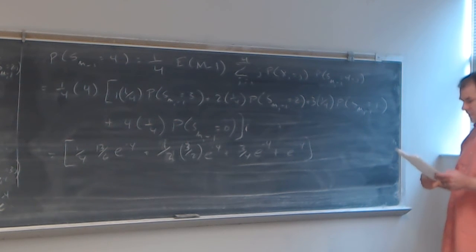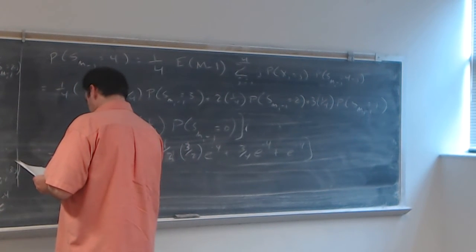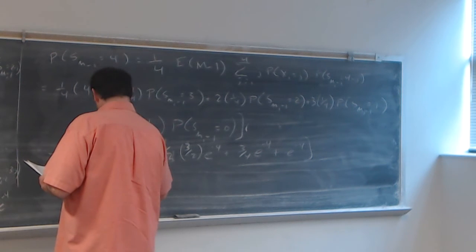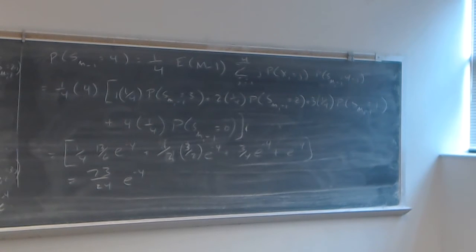Okay, so when you do this work, let me check and make sure I didn't make a mistake. Okay, what this ends up being, so you can check this, this ends up being 73 over 24 e to the minus 4. So now we're ready to answer the question.